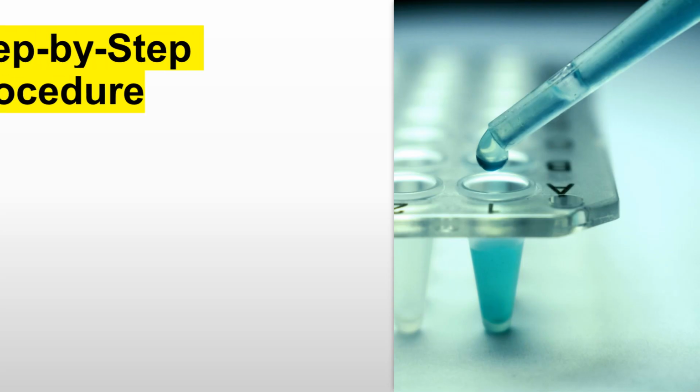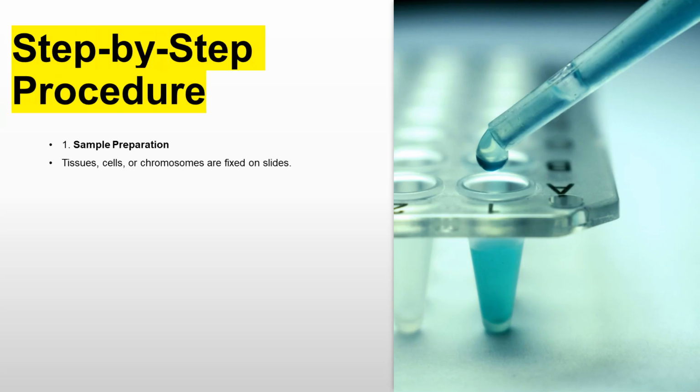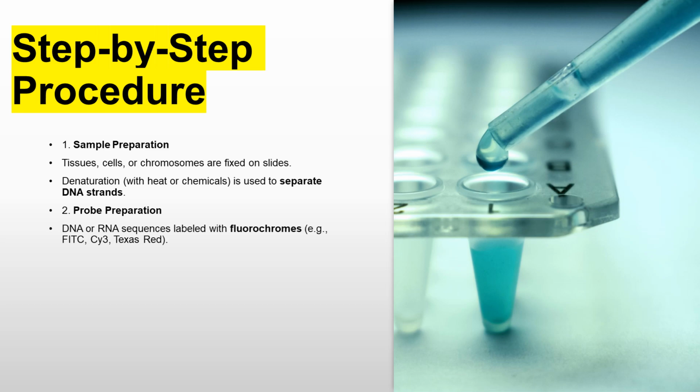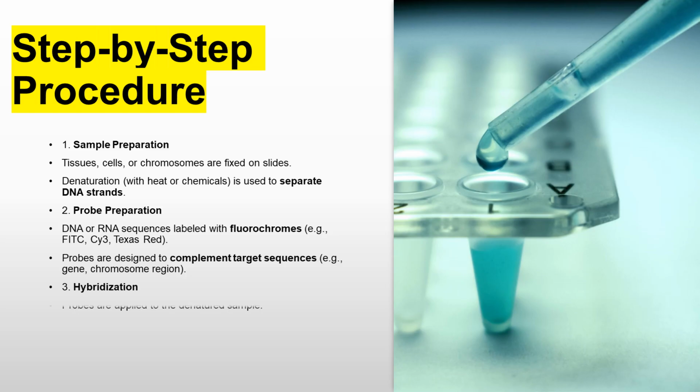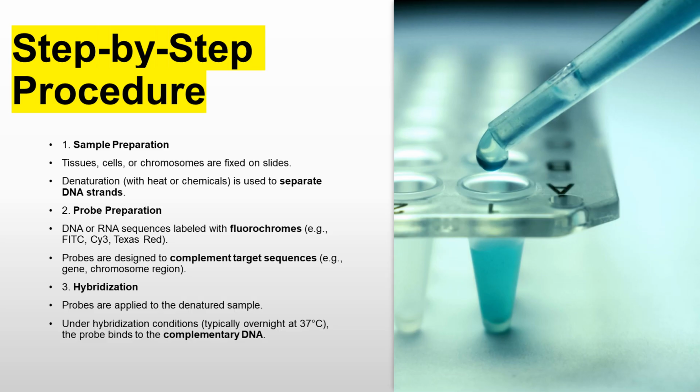Step-by-step procedure. Sample preparation. Tissues, cells, or chromosomes are fixed on slides. Denaturation, with heat or chemicals, is used to separate DNA strands. Probe preparation. DNA or RNA sequences are labeled with fluorochromes, e.g. FITC, Cy3, Texas Red. Probes are designed to complement target sequences, e.g. a gene or chromosome region. Hybridization. Probes are applied to the denatured sample. Under hybridization conditions, typically overnight at 37 degrees C, the probe binds to the complementary DNA.